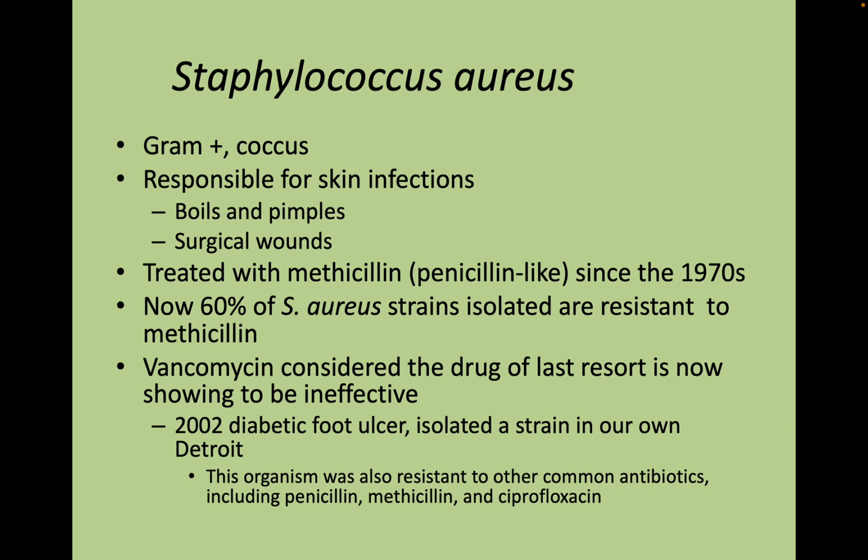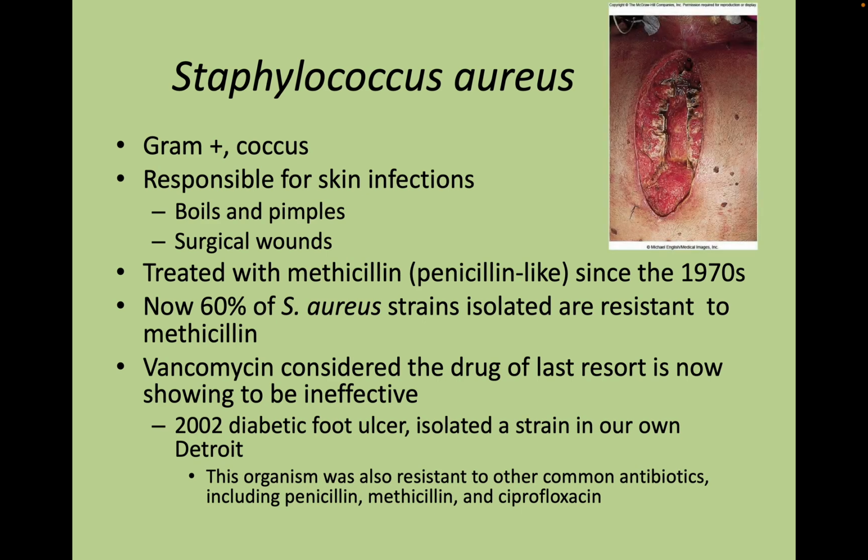Vancomycin has been considered the drug of last resort, and even that is now showing to be ineffective. In 2002, a diabetic foot ulcer isolated a strain of vancomycin resistant Staphylococcus aureus in Detroit. And the organism was also resistant to other common antibiotics like penicillin, methicillin, and ciprofloxacin. Here's a picture of the ulcer.